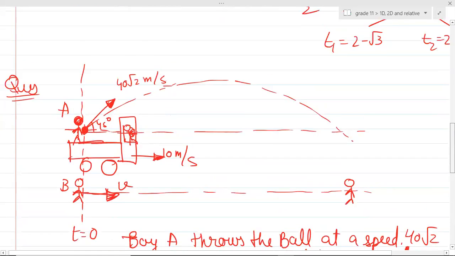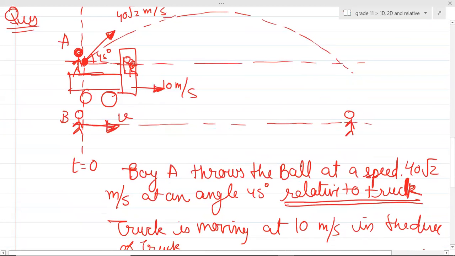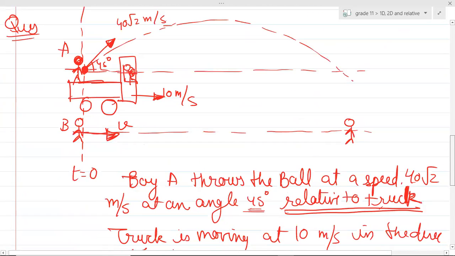So first of all, guys, see how the concept of relative velocity will be used. Can you see this velocity, guys? The object has been thrown with this much velocity with respect to the truck, right? So what is given to you? The velocity of the ball with respect to the truck. Let's name the ball as O. So the velocity of the ball with respect to the truck is given as 40 root 2 meter per second at an angle of 45 degrees.